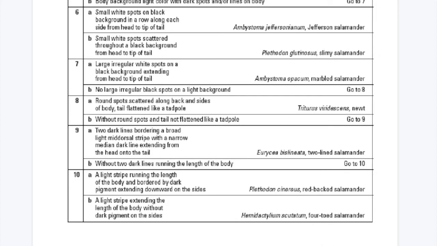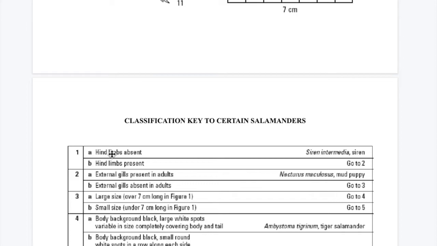So I'm going to go down here and type the name of it. I'll type the scientific name, which is Plethodon glutinosus. And then I will type the common name, which is slimy salamander. So we already did the first salamander.